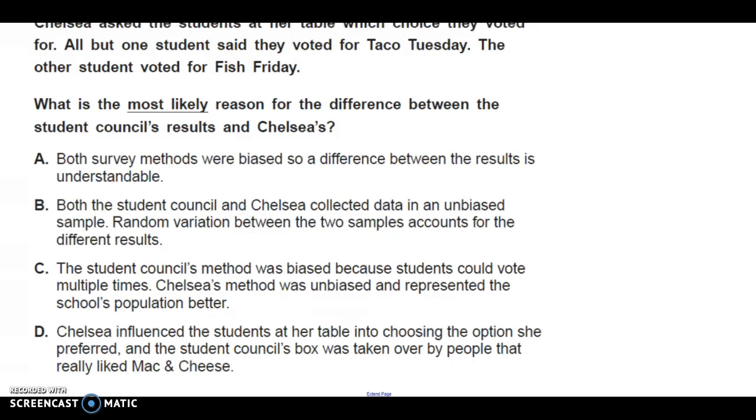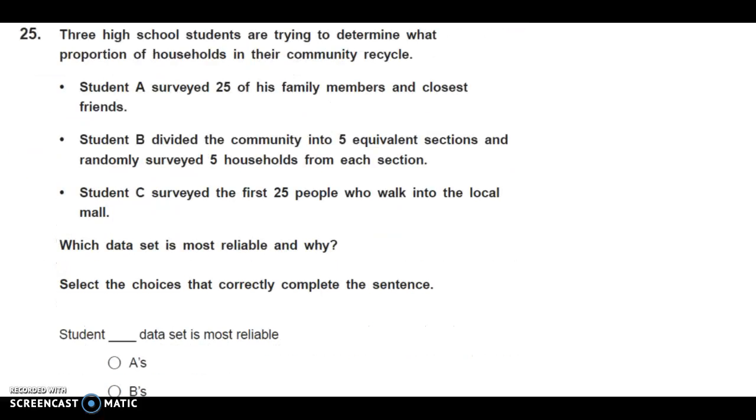Also, they hint towards it, but they talk about how if there's just a box open in the lunchroom, then people could stuff it with as many as they want. So that's also not the best way to pull the student body. So I would say A is the best answer here. Both survey methods were biased. They were not a true random sample. So a difference between the results is understandable. They didn't do a good job of sampling. So there's obviously a difference in results.